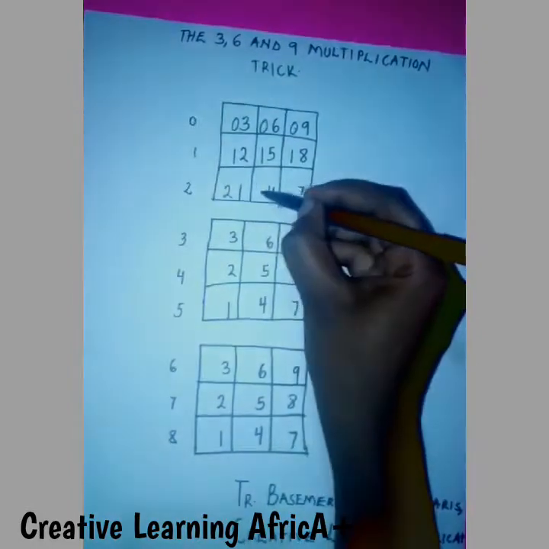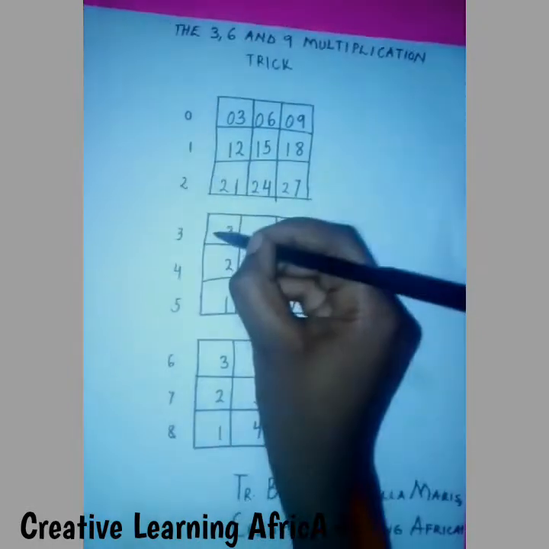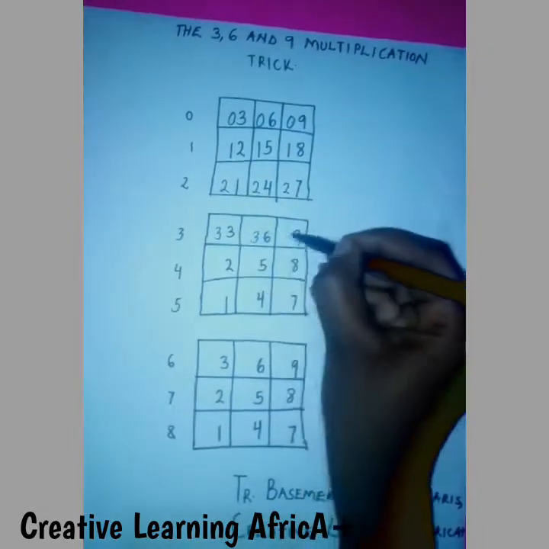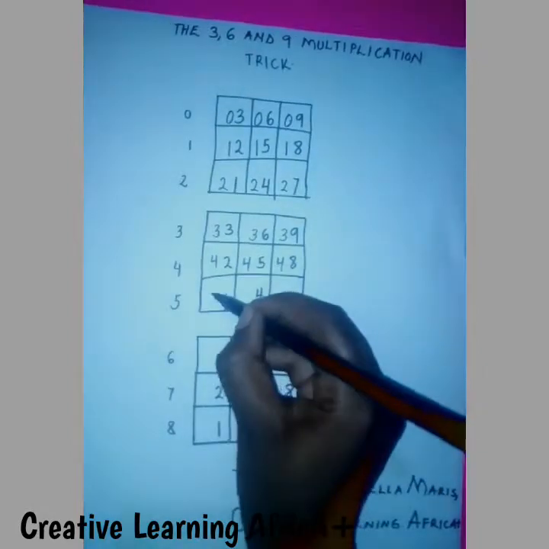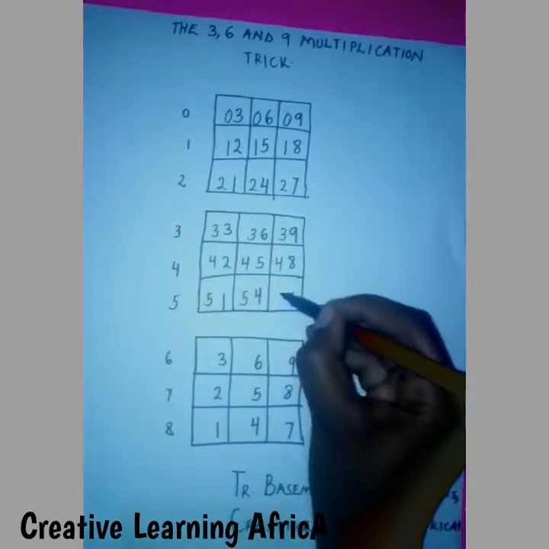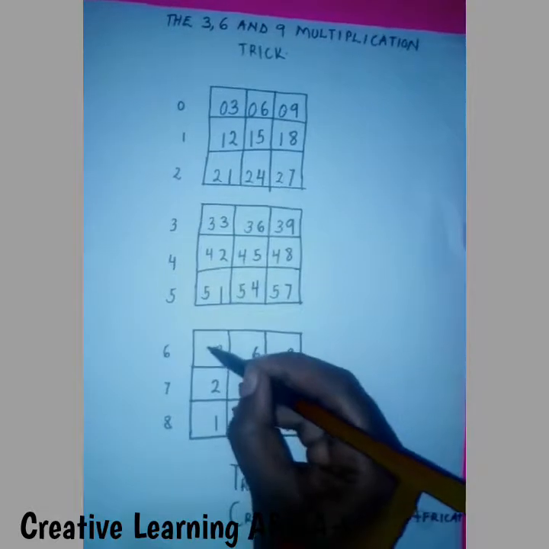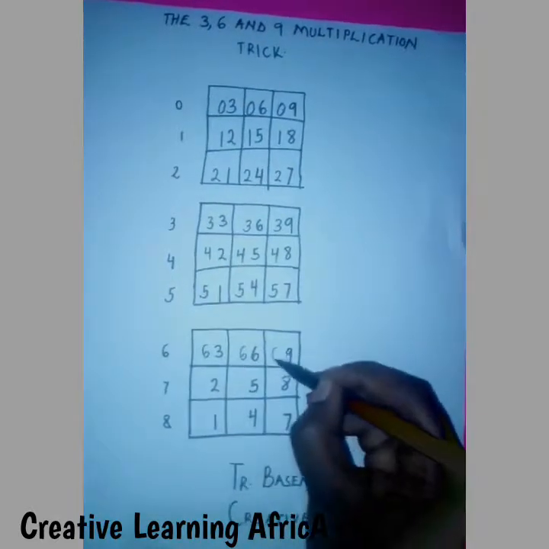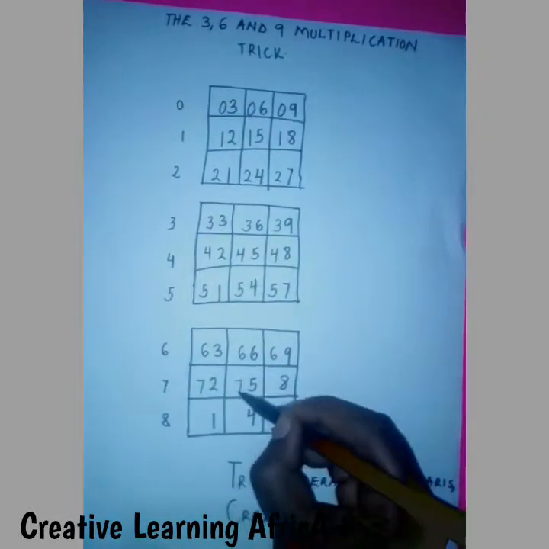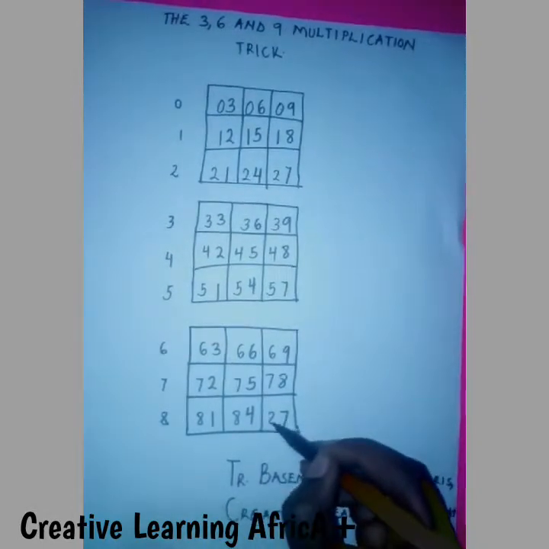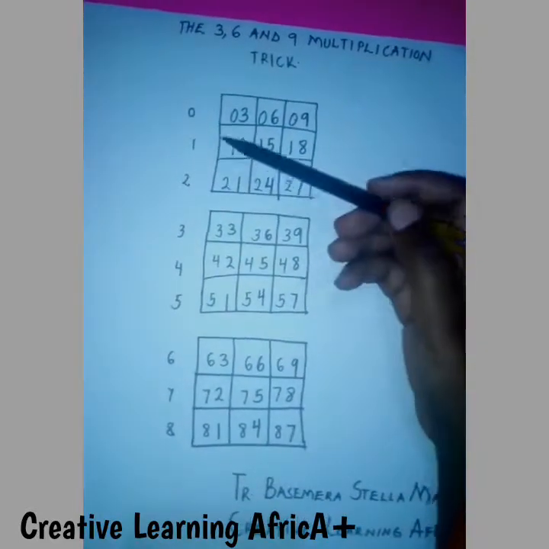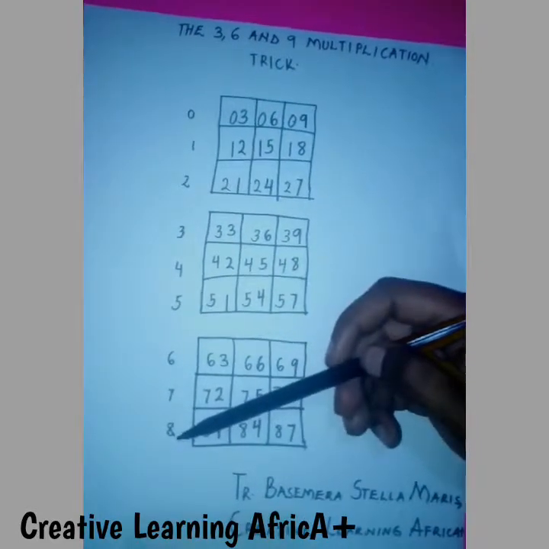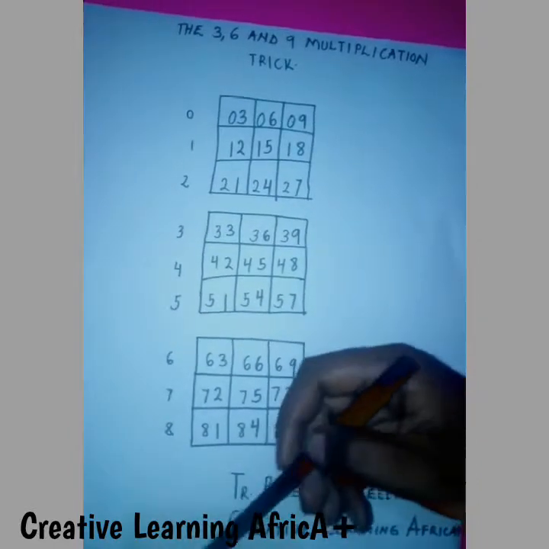Do the same thing with 2. Do the same thing with 3. Same thing with 4. Same thing with 5. Same thing with 6. Same thing with 7. Same thing with 8. If you want, you may proceed and continue with the numbers here, starting from 9, 10, 11, up to wherever you want to stop.